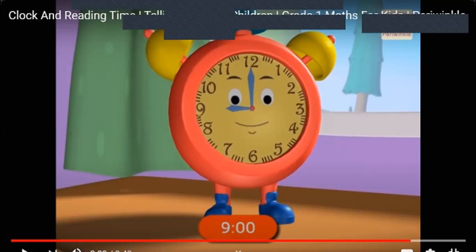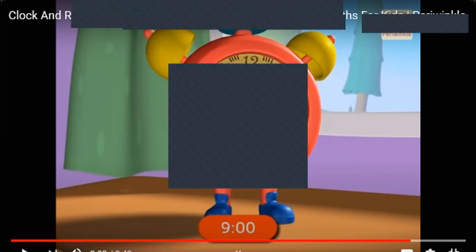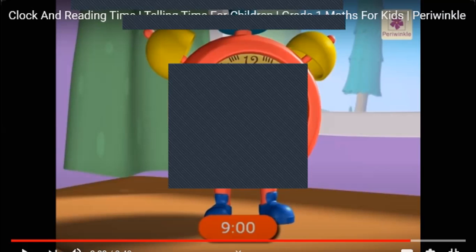Hour hand. Yes, Anvika. Ma'am, the small hand is there on the clock. If it goes to 12 o'clock, what's the time, ma'am? If that small hand is on 12 and long hand is on 12, then time will be 12 o'clock. Okay, ma'am.